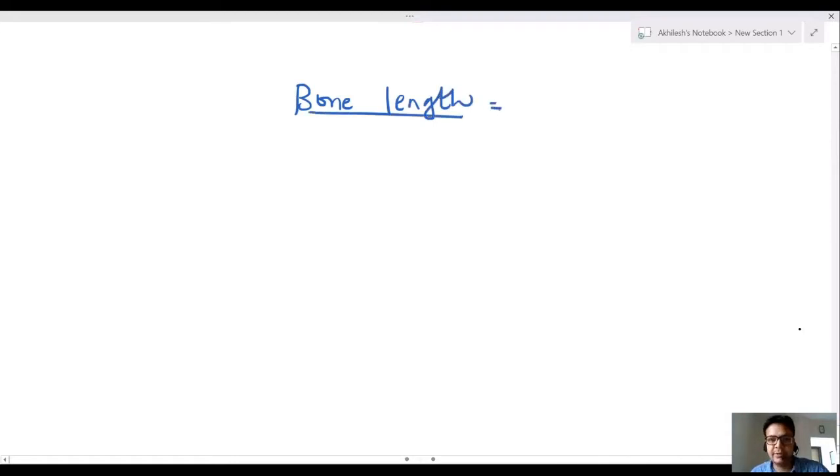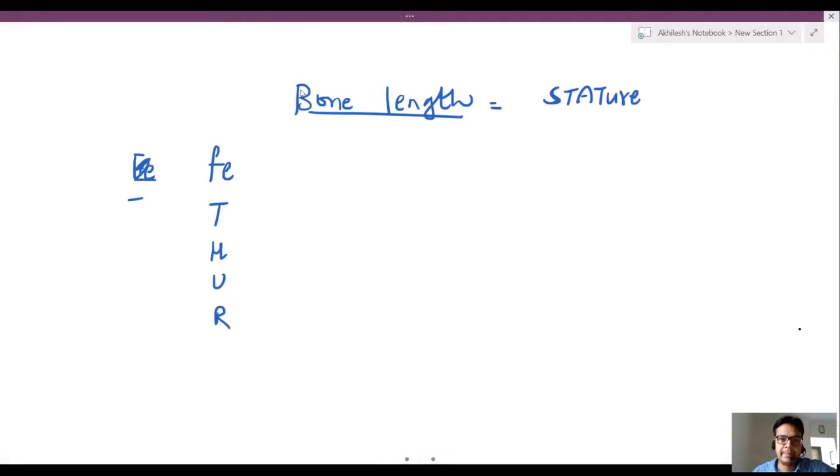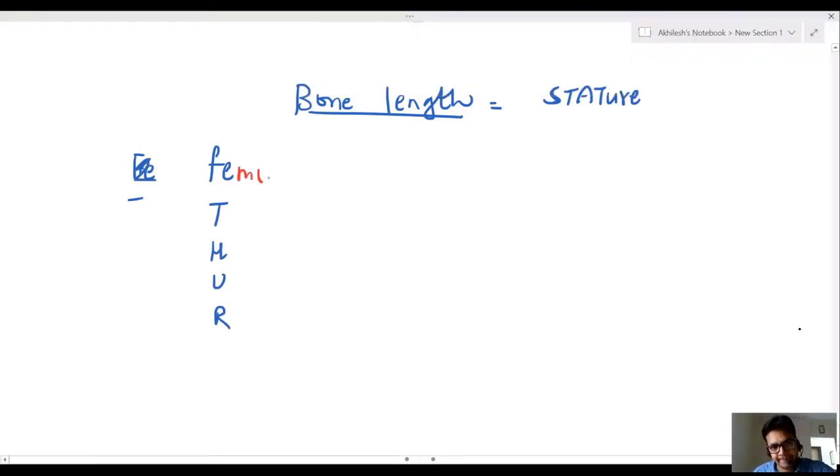By bone length, we can decide stature. Sir, see, you can remember FITUR HUR: F for femur, T for tibia and fibula, both have it, H for humerus, U for ulna, R for radius.